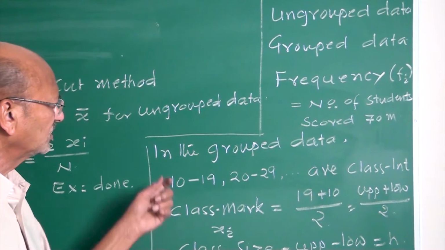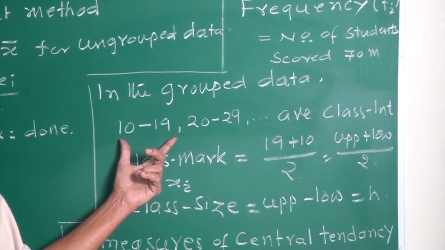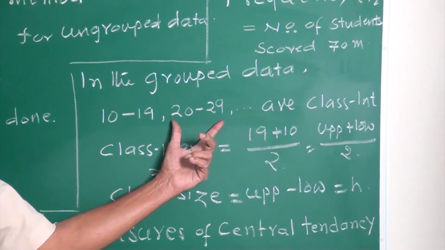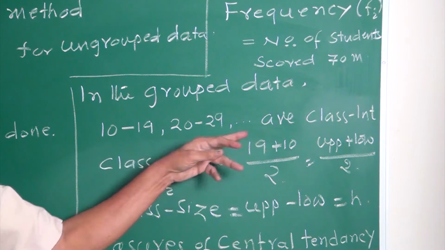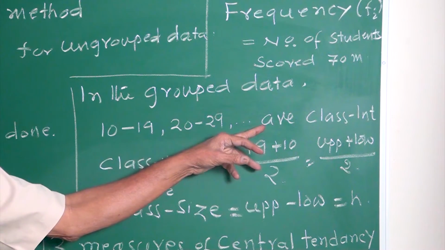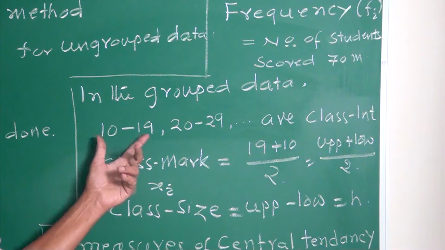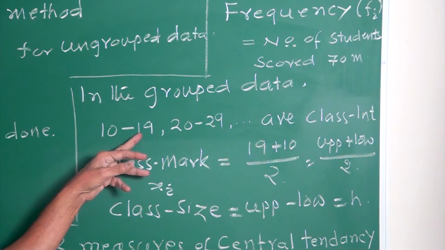Then in the case of grouped data, we get intervals like this: 10 to 19, 20 to 29, 30 to 39, like that. These are known as class intervals. In each class interval, the first number is the lower limit and the next, 19, is the upper limit.